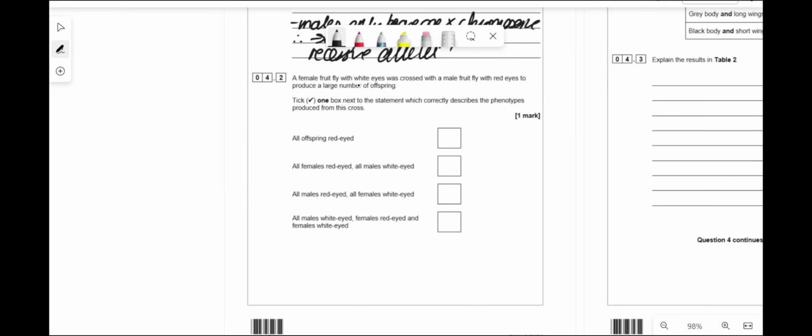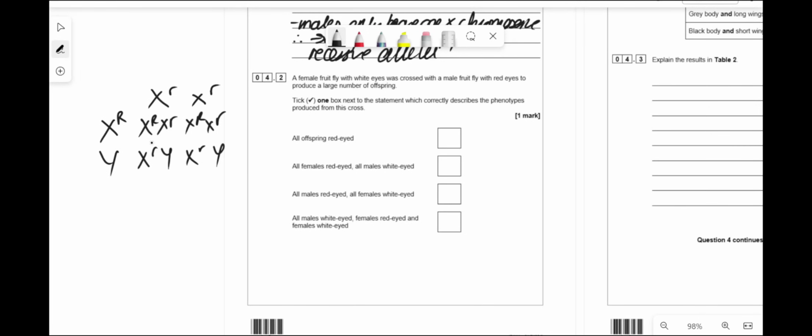A female fruit fly with white eyes was crossed with a male fruit fly with red eyes to produce a large number of offspring. Tick one box next to the statement which correctly describes the phenotypes produced from this cross. So you can just quickly do the cross, it won't hurt you. A female fruit fly with white eyes is going to be X little r, X little r, and the male with red eyes is X big R, Y. So we get X big R, X little r, X big R, X little r, X little r, Y, X little r, Y.